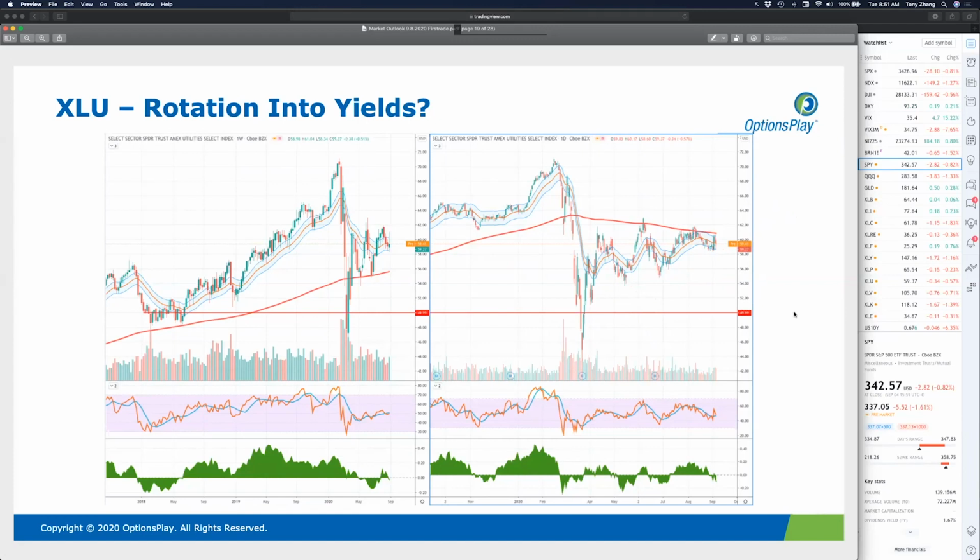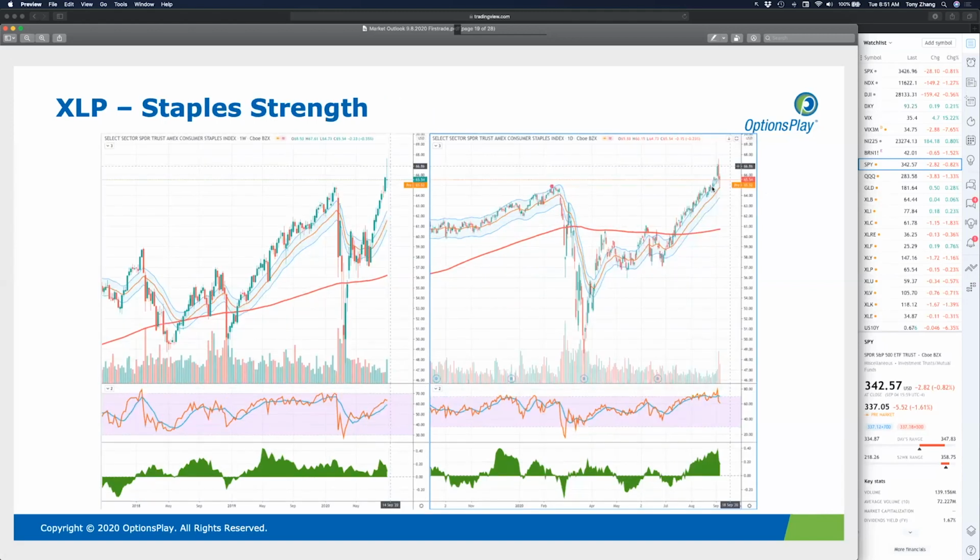And arguably, when you're looking at a sector like utilities that is giving you 4 or 5 times the yield of a 10-year Treasury bond with relatively the same volatility, you're going to likely see some gains in those particular sectors. Staples, one of the strongest sectors right now outside of technology.